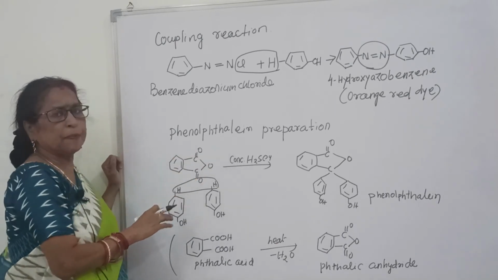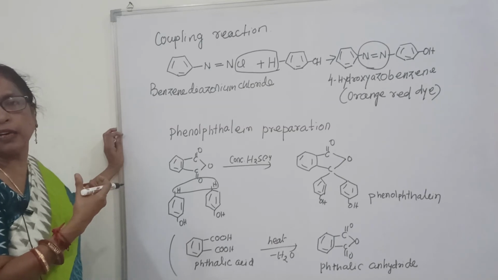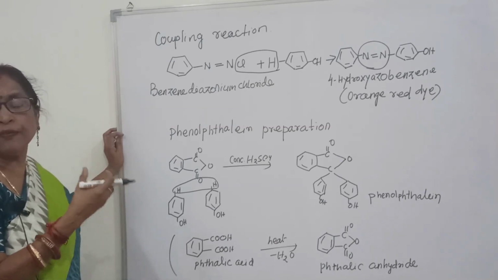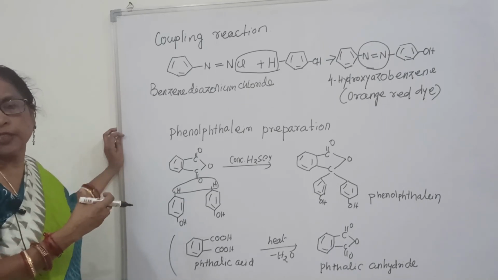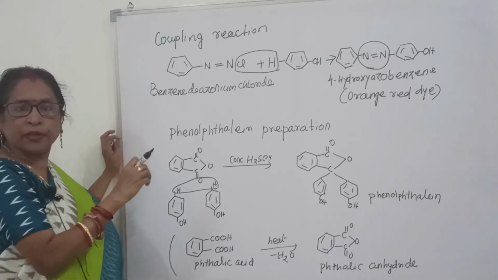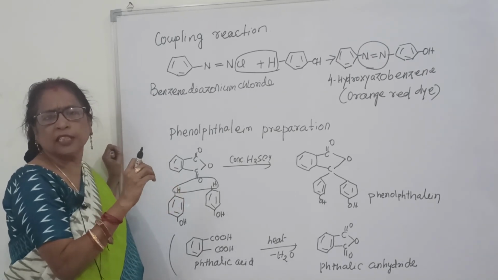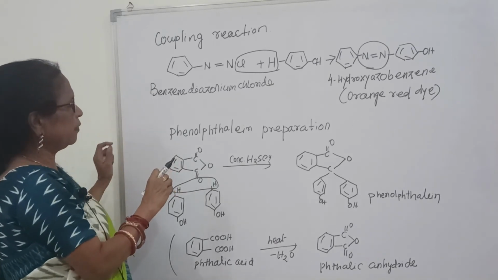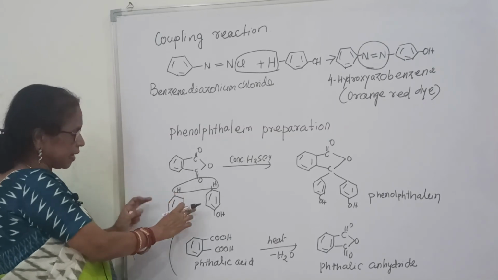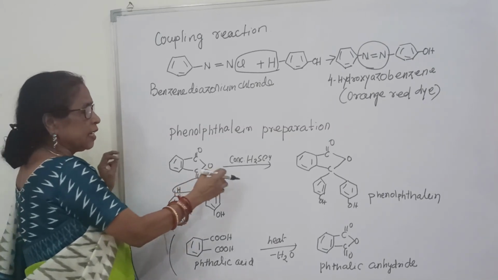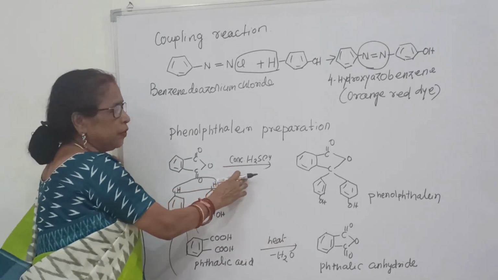And phenolphthalein preparation. Phenolphthalein is very important to test for an alkali. If it is alkali, 1 drop of phenolphthalein is also sufficient to make it pink. That means if you put a drop of phenolphthalein in sodium hydroxide, then immediately the color changes to pink. And for phenolphthalein preparation, you will take phthalic anhydride and 2 molecules of phenol. It gives phenolphthalein, but the condition is concentrated sulfuric acid.